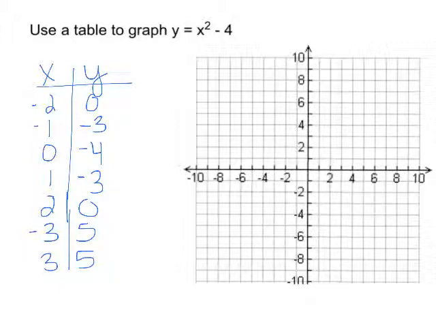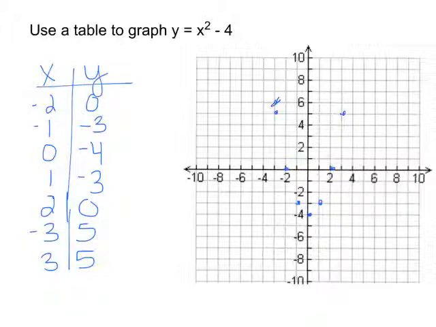So let's go ahead and graph this. I'm going to have negative 2, 0, negative 1, negative 3, 0, negative 4, and then I'm going to get 1, negative 3, 2, 0, and then I'll have negative 3, 5, and that point should actually be right here, and then my other point will be 3, 5.